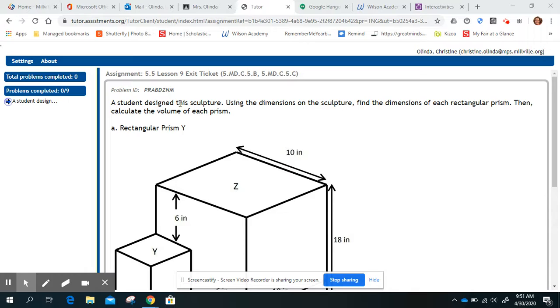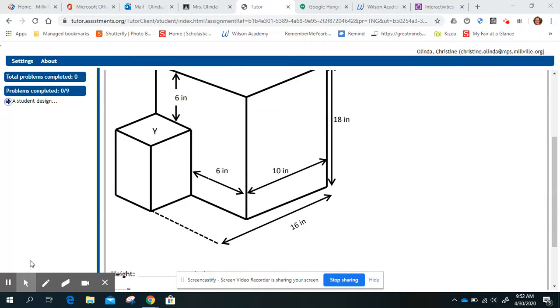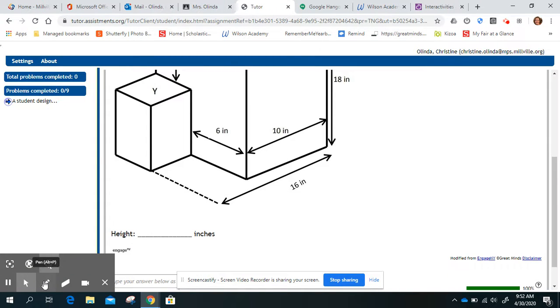It says, a student designed this sculpture using the dimensions on the sculpture. Find the dimensions of each rectangular prism, then calculate the volume of each prism. So for part A, it says rectangular prism Y. Rectangular prism Y is the smaller one. And they're asking us for the height.